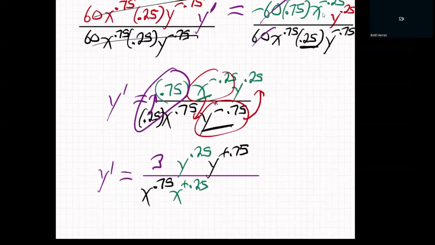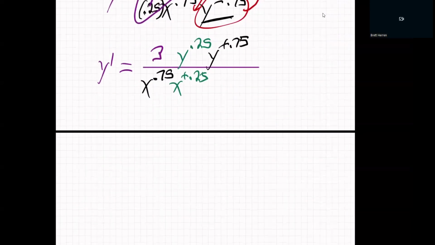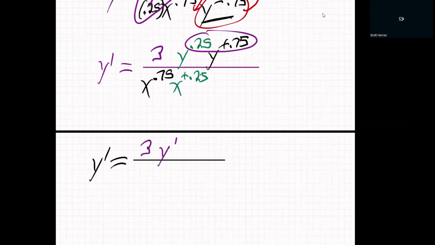Okay, now we're so close. What do we do with that? We get this 3 here. These powers add, so it's y to the 1, since 25 cents plus 75 cents is 1.0. And these powers add, x to the 1. And that's it: 3y over x.